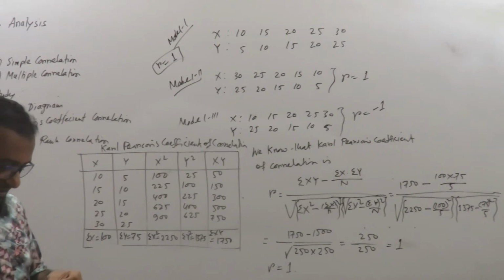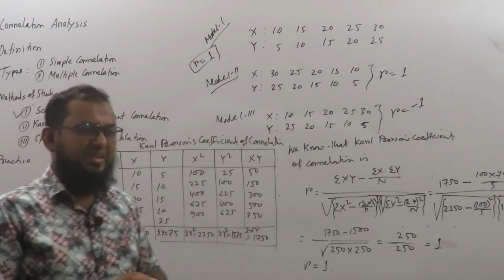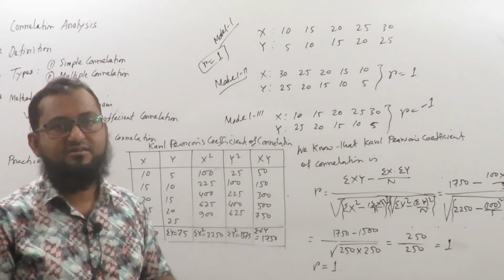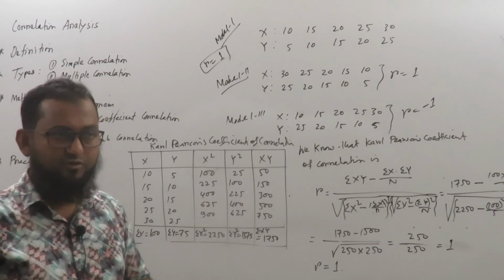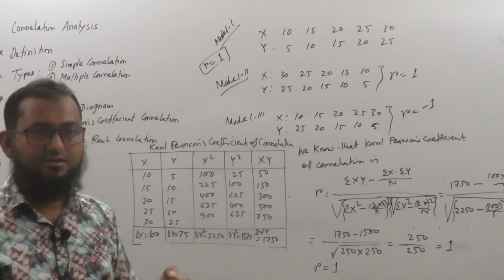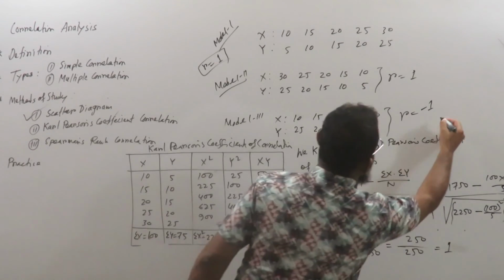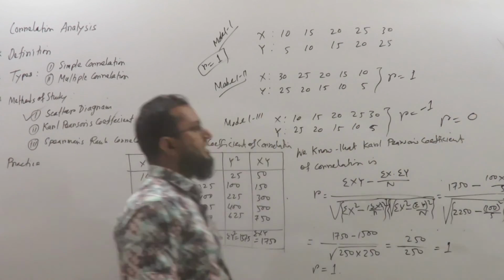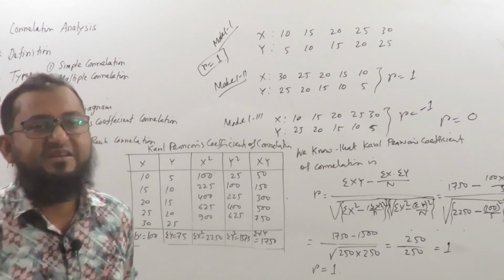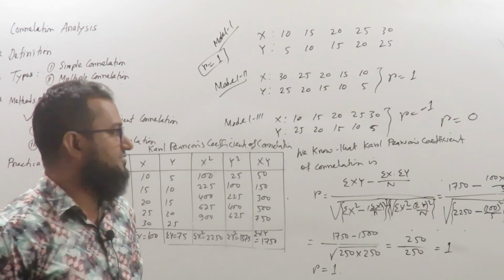Dear students, r equal to -1 means there is a perfect negative correlation between two variables. For example, if x moves right, y will move left. And finally another relationship we have, r equal to 0. R equal to 0 means there is no correlation between two variables. They are independent, no relationship associated with the two variables.